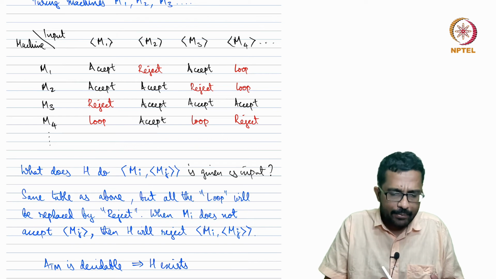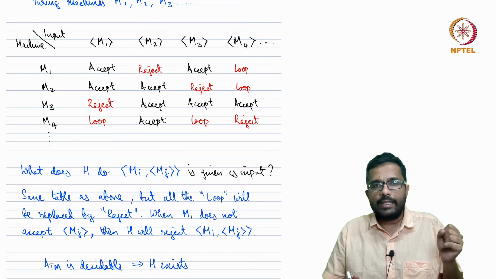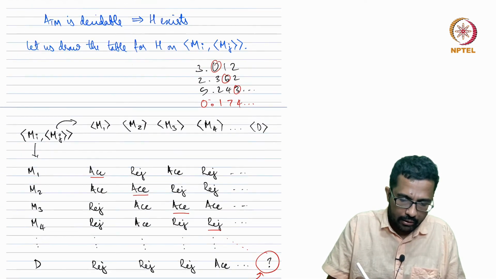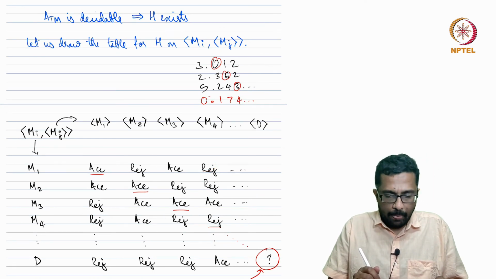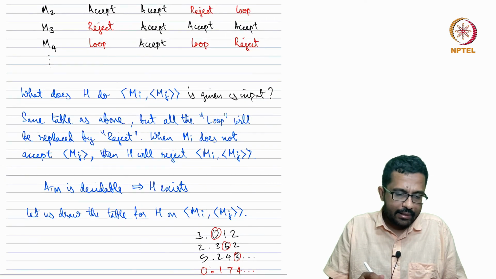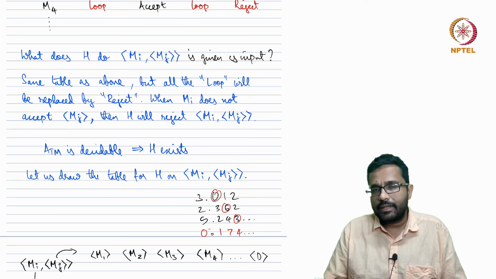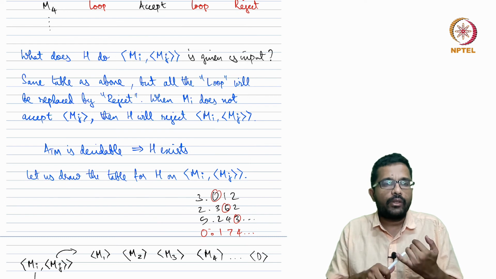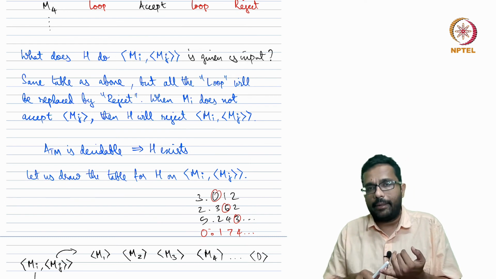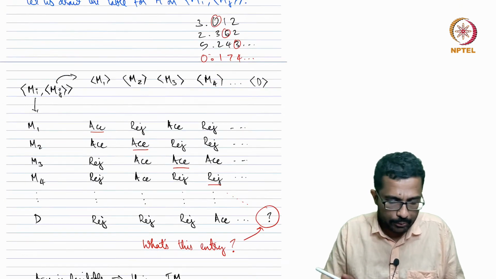It will be the same table, except that H is a decider. H will never loop. So H will reject when MI loops on MJ. So it's the same table, but with all loops replaced by rejects. Right. Now by definition D is supposed to flip what M does on its own input, its own description as input. So D is supposed to do to M the opposite of what M is supposed to do to M.